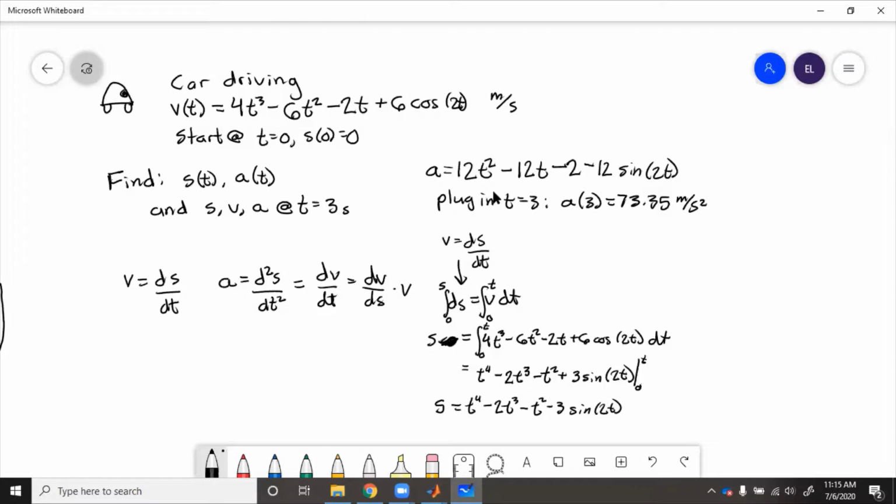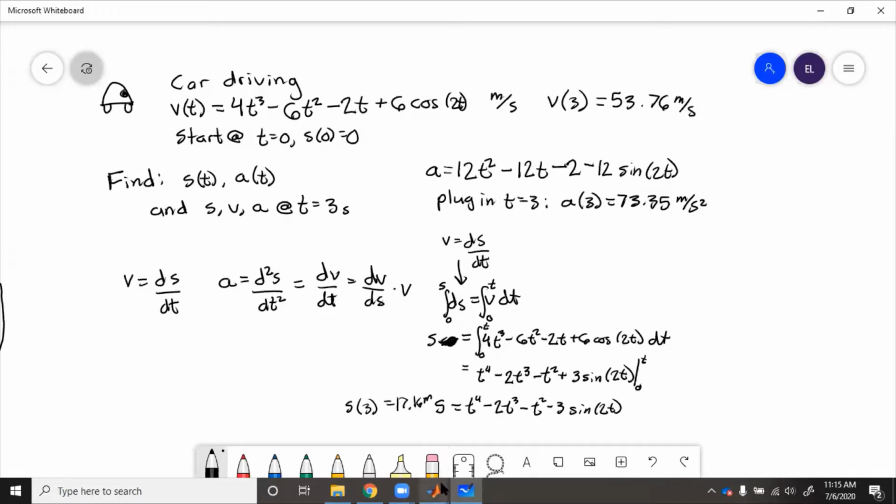So we plug the numbers in, we get s of 3 equals 17.16 meters. And then if you plug up here, v of 3, plug 3 into there, and you get 53.76 meters per second.